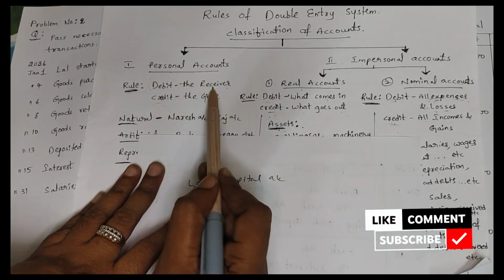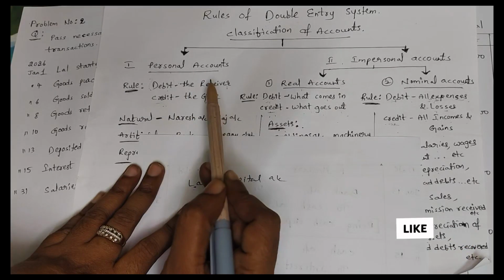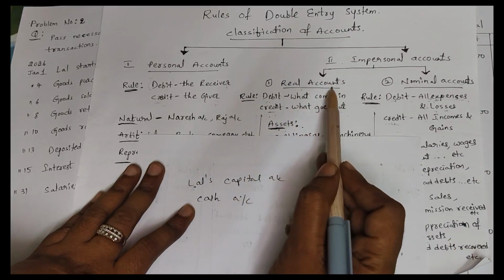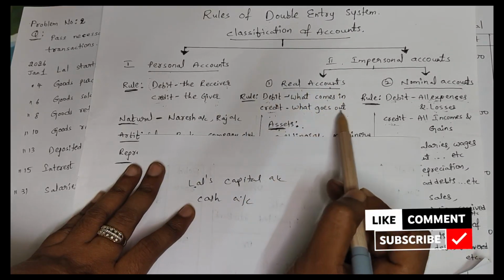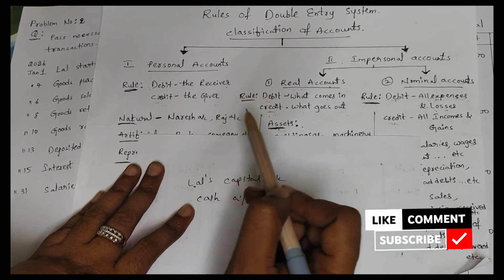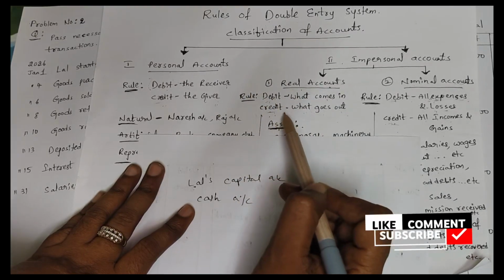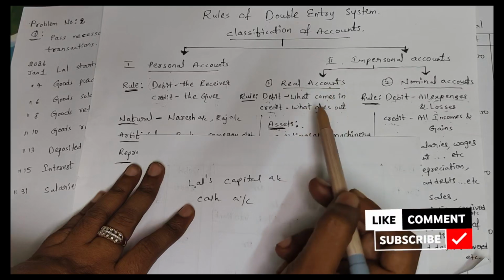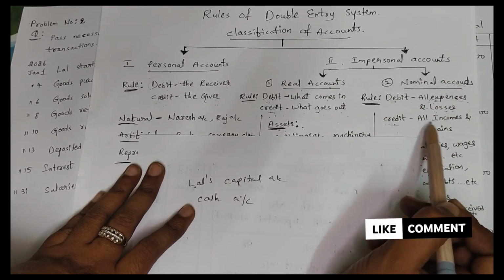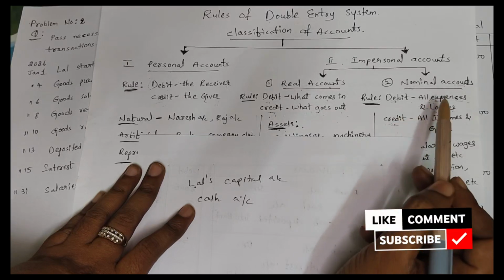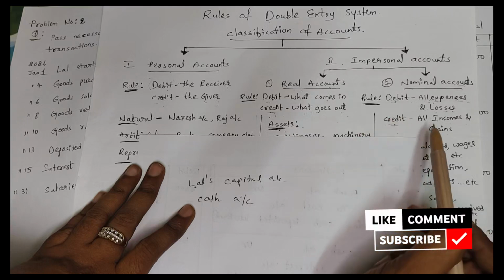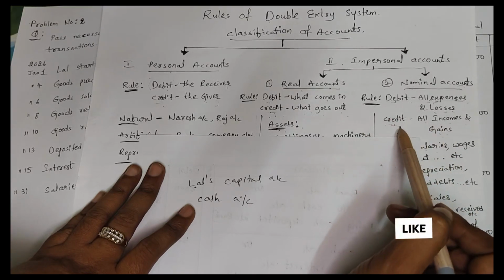Personal account: debit the receiver, credit the giver. So the receiver's account should be debited, the giver's account should be credited. And real account: what comes in, debit; what goes out, credit. If an asset increases in our business, that is debit. If an asset decreases, that is credit, because real account is related to assets. And nominal account: all expenses and losses, debit; all incomes and gains, credit. So any expenditure or loss should be debited, and any income or gain should be credited.